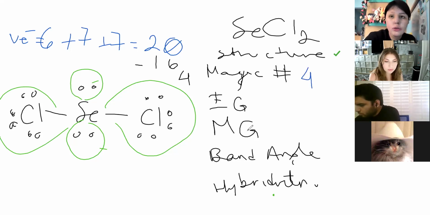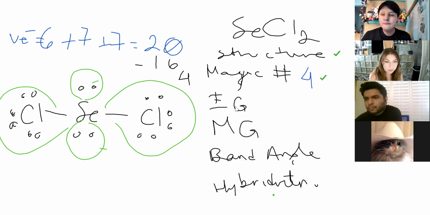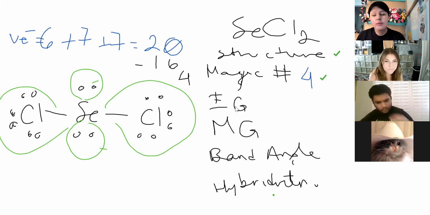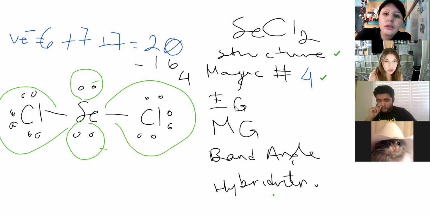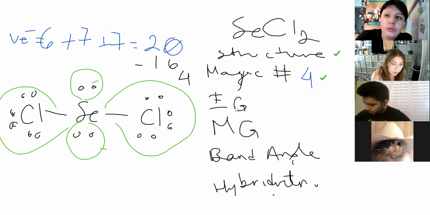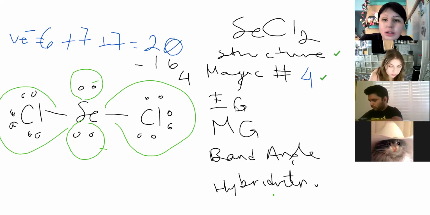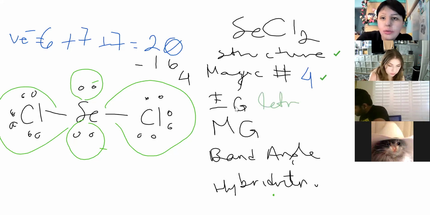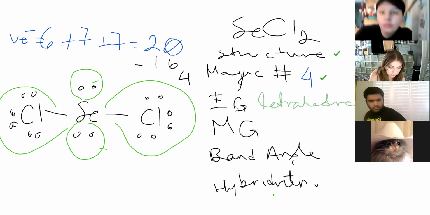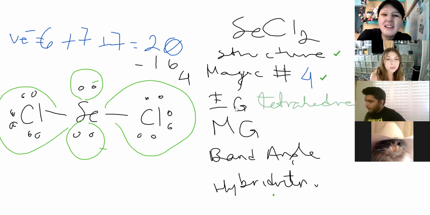Okay. Everybody good so far? Okay. What's the electronic geometry for selenium chloride? Tetrahedral. All right. What's the molecular geometry? Bent. Why is it bent and not tetrahedral? Because there's 2 bonded pairs and 2 lone pairs. And 2 and 2 makes bent.